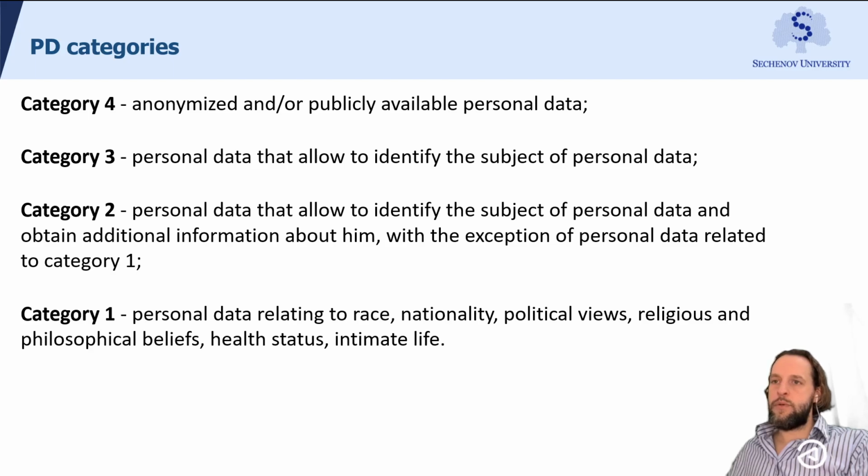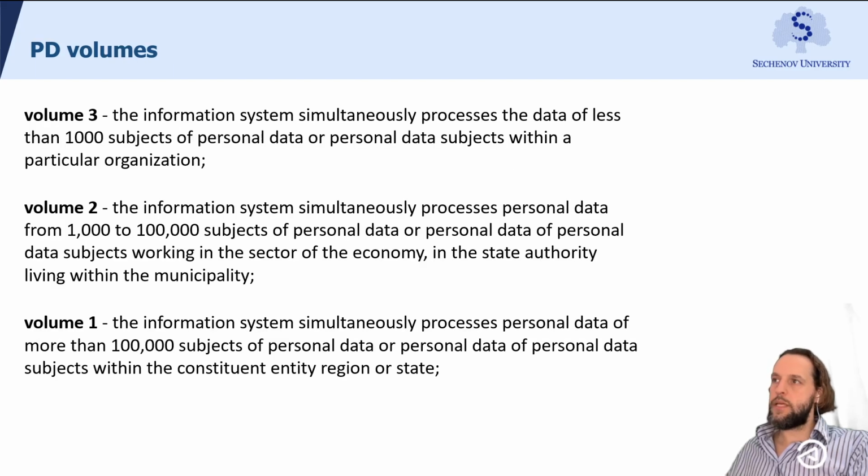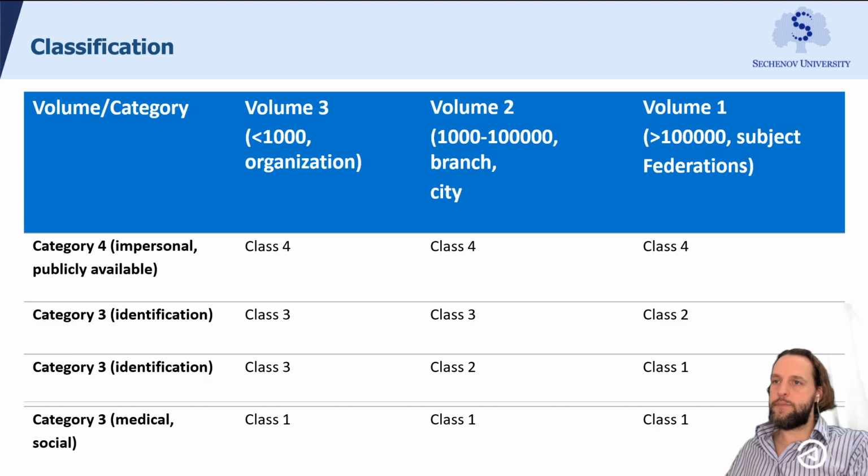And category number 1 will be health status and religious beliefs, political views, nationality, intimate life, and so on. Also, we consider volumes of this data. Volume on the top, volume 3, will be not more than 1000 subjects. Volume number 2 will be from 1000 to 100,000. And volume number 1 will be starting with 100,000 subjects.